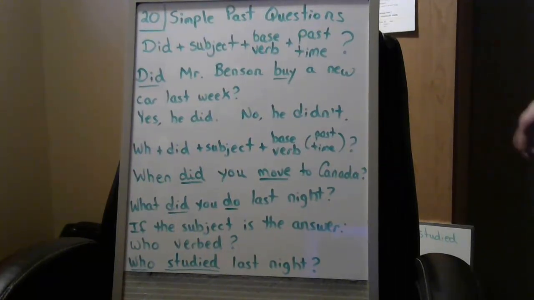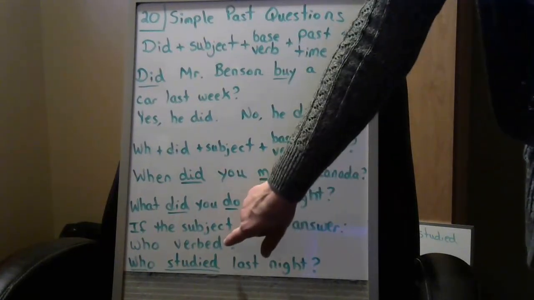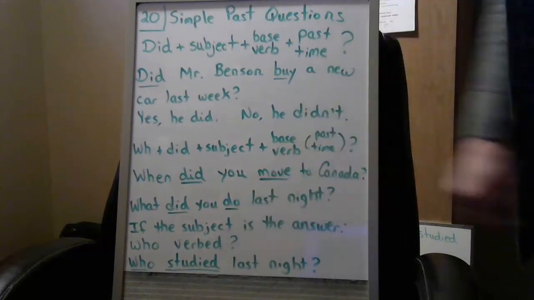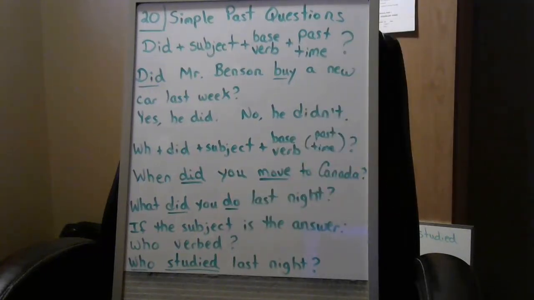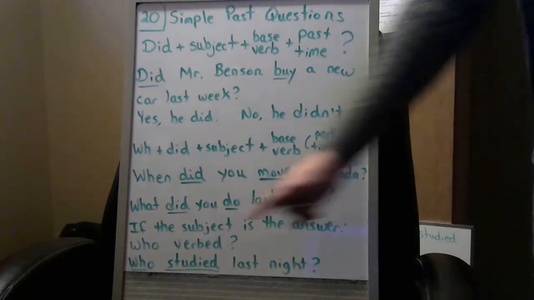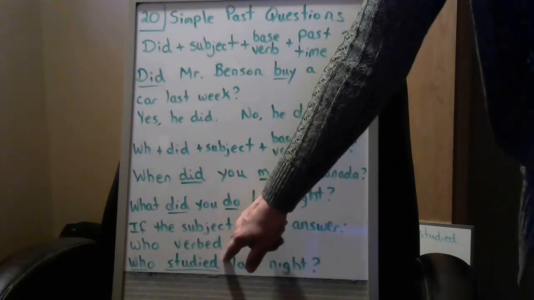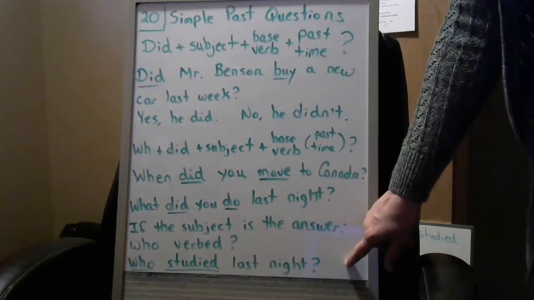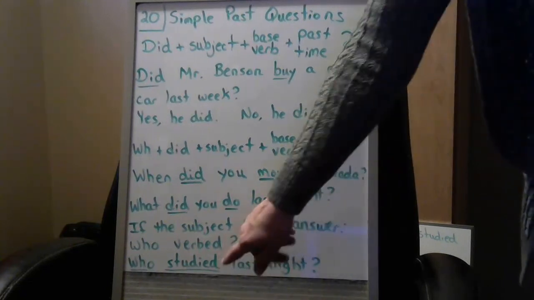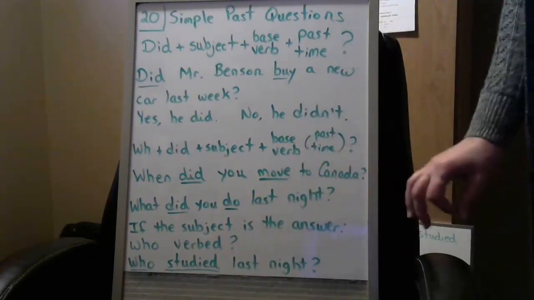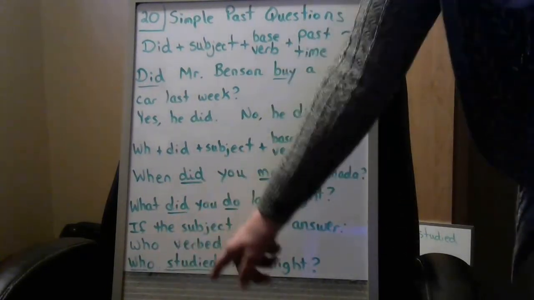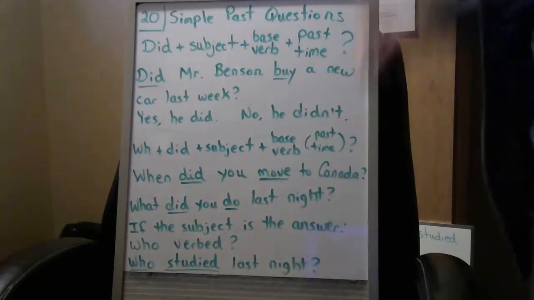Okay, now, if you ask a question with who, and the answer is the subject, it's just who verbed. So here we do need the past tense of the verb. So for instance, who studied last night? Okay, so not study or not who did study, just who studied last night.